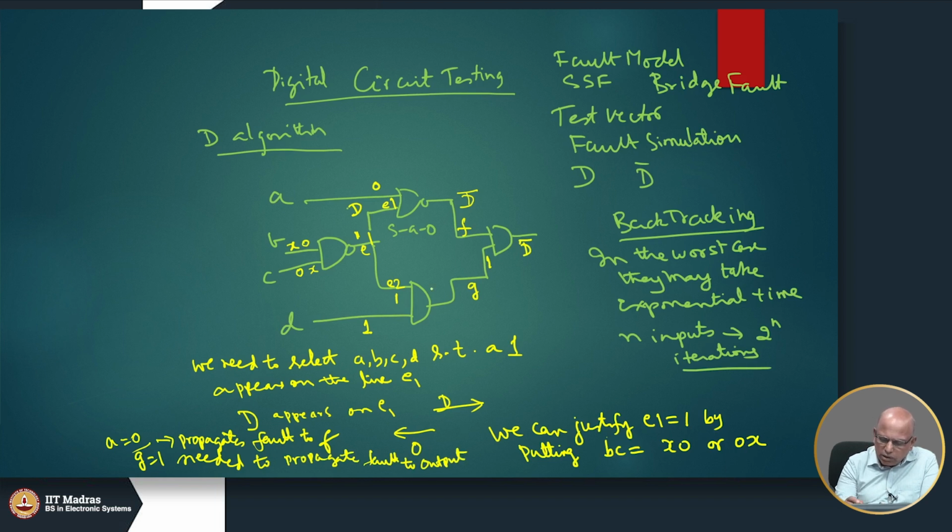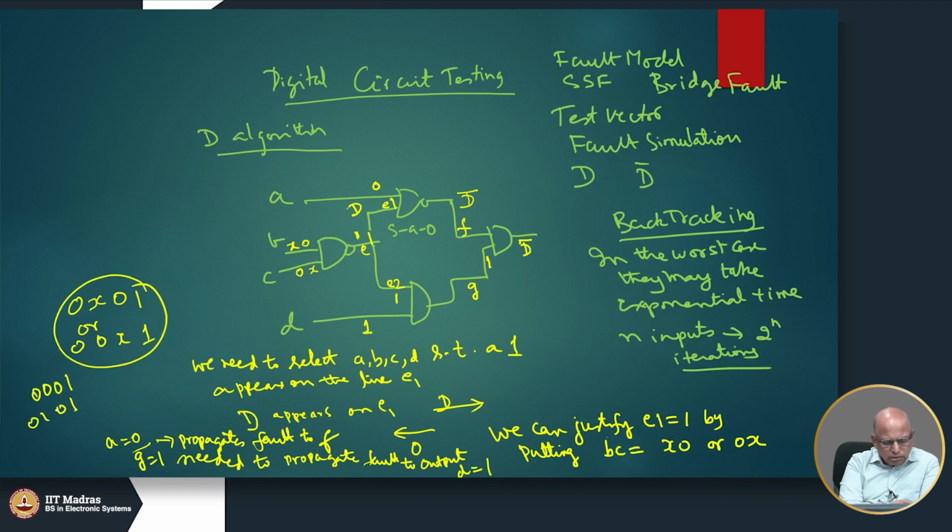And in order to make G equal to 1, we can work backwards and say D must be equal to 1. So, the answer is A equal to 0 and x 0 1 or 0 0 x 1. They are all test vectors. So, there are several test vectors. So, 0 0 0 1 will work, or 0 1 0 1 will work, or 0 0 1 1 will work. There are 3 vectors that will work. Okay. So, I hope this point is clear.